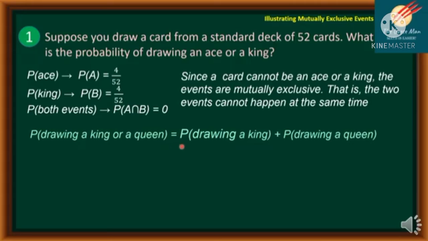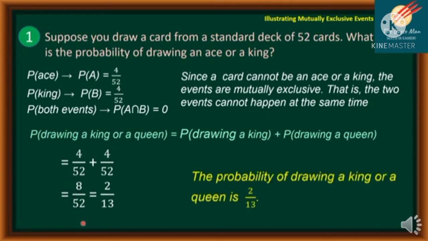So we go further. The probability of drawing a king or a queen is equal to the probability of drawing a king plus the probability of drawing a queen. That is 4 over 52 plus 4 over 52, which is equal to 8 over 52, or in lowest terms 2 over 13. Therefore, the probability of drawing a king or a queen is 2 over 13. For the meantime, we will express our probability as a fraction. Sometimes it can be expressed in decimal form or in percent.